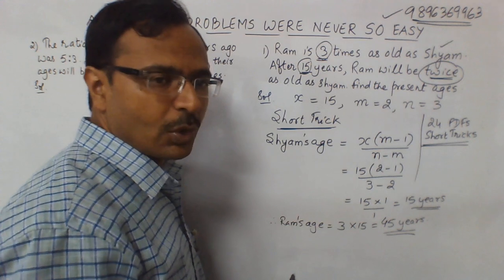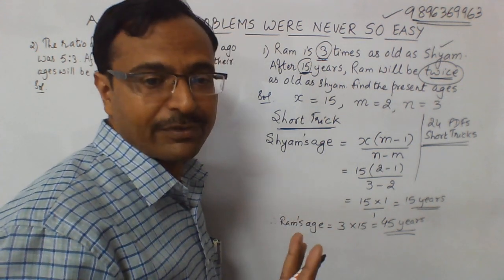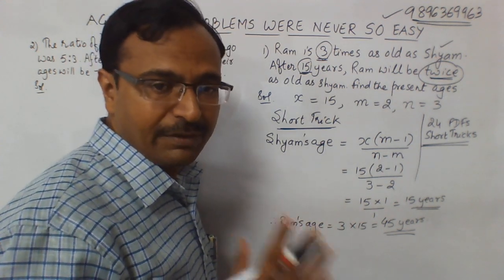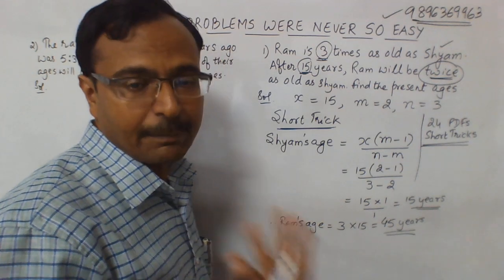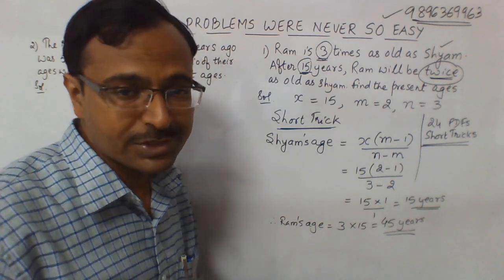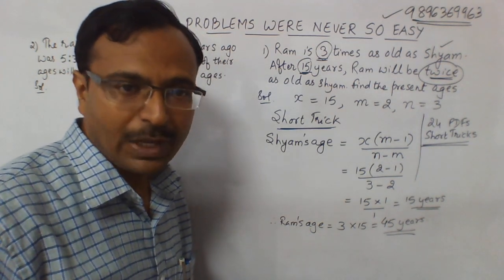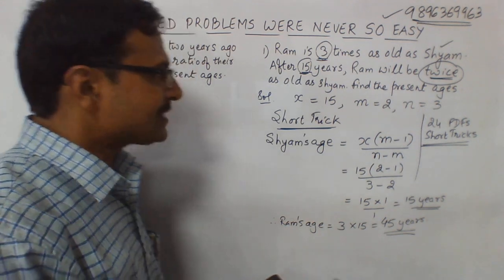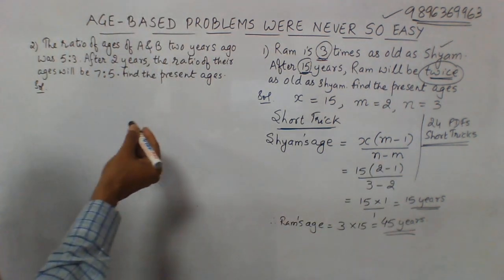All these short tricks are mentioned with a sufficient number of examples, and you will be really amazed to see the number of short tricks mentioned in that particular course, and I'm sure it is going to help you a great deal. So let's see one more trick now of finding the ages.